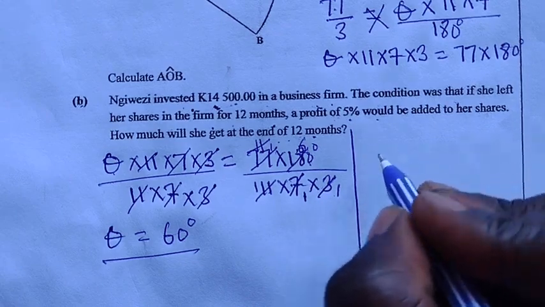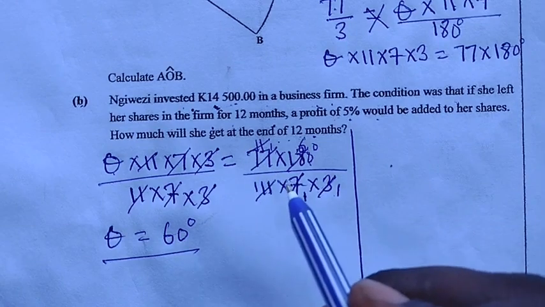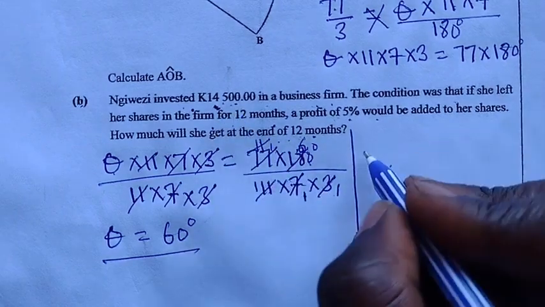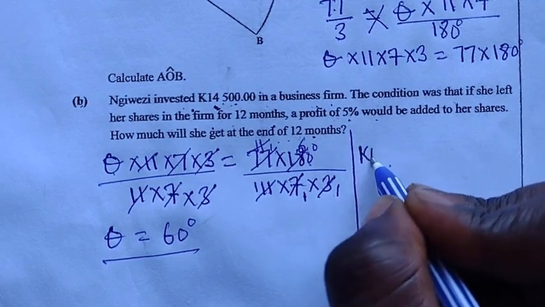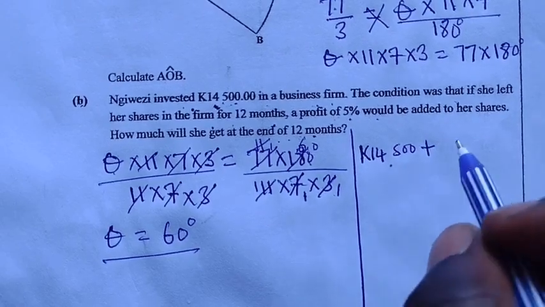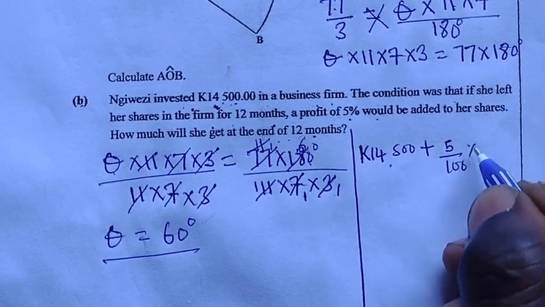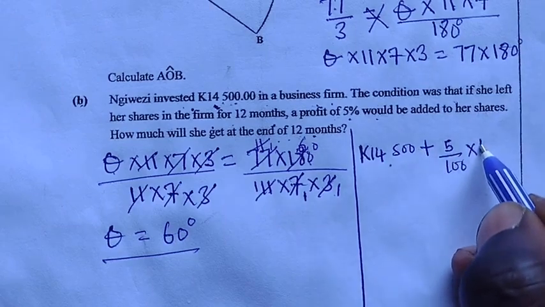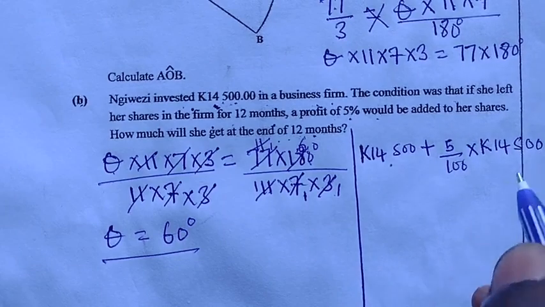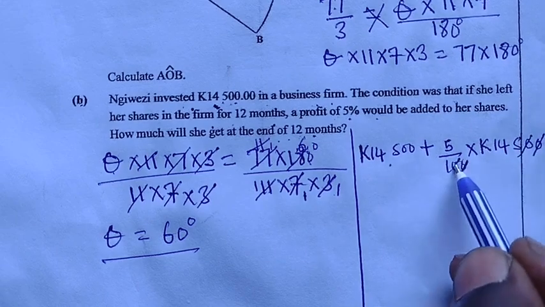Okay, so first we find 5% of her shares, then we add it to the principal amount that she invested in the business. So we'll get 14,500 plus the 5%. The 5% will be 5 over 100 times the initial amount that she invested, which is 14,500 kwacha. So we can cancel 0, 0.